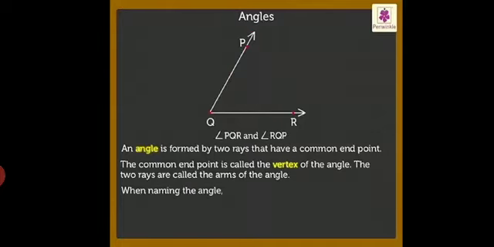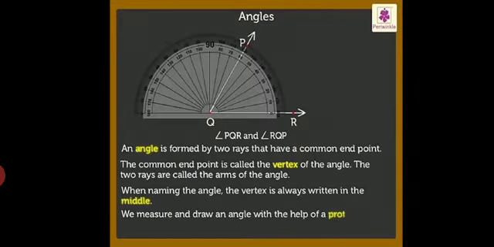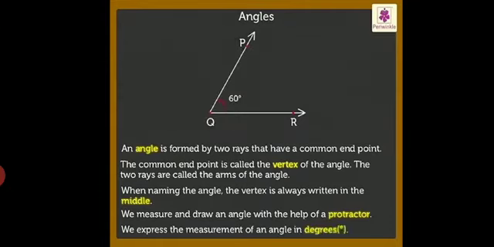When naming the angle, the vertex is always written in the middle. For example, angle PQR and angle RQP denote the same angle Q. We measure and draw an angle with the help of a protractor. We express the measurement of an angle in degrees.